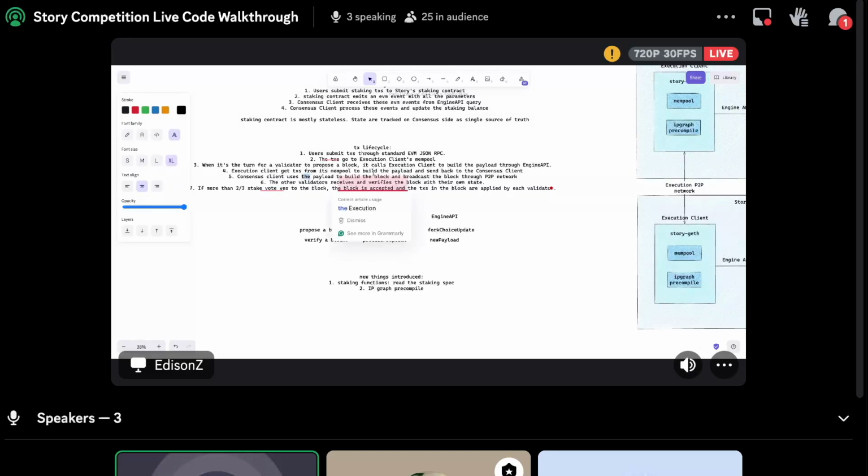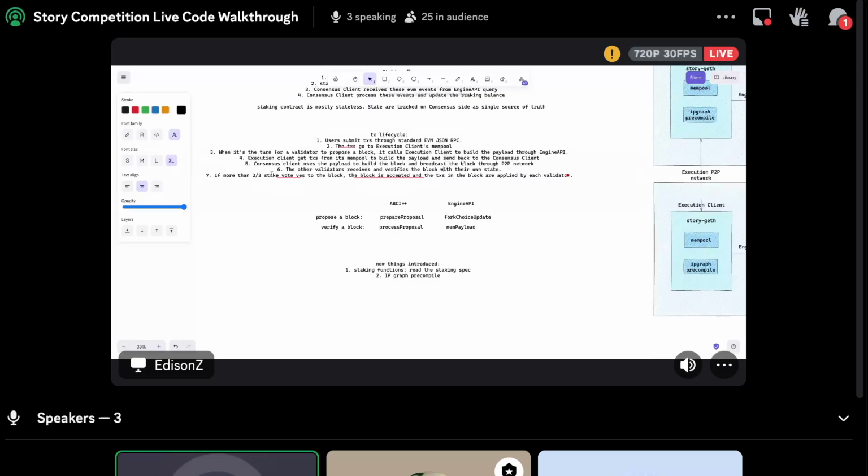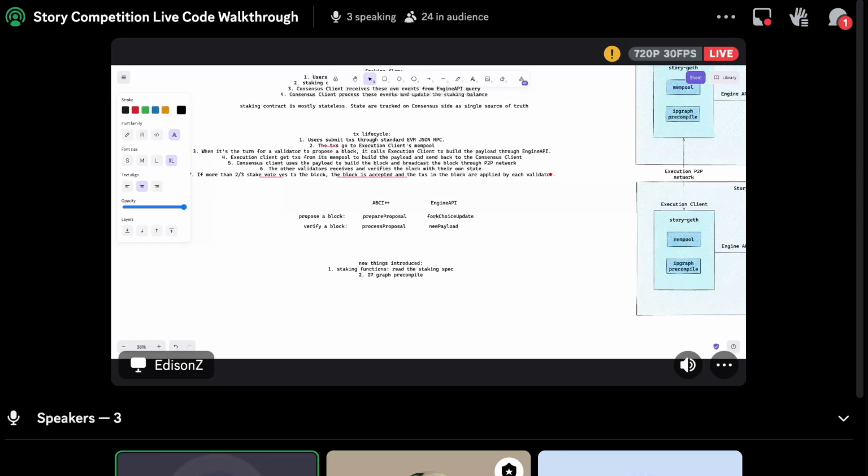And then after building the block, it will broadcast the block through the P2P network, basically proposing the block as a proposer. After that, the other validators in our network will receive and verify the block with their own states. If more than 2/3 of the stake vote yes, the block is accepted, and then the transactions in the block will be applied on each validator so that they update their state based on the transactions. So that's the high level transaction lifecycle for how Story actually works from the execution side to the consensus side.